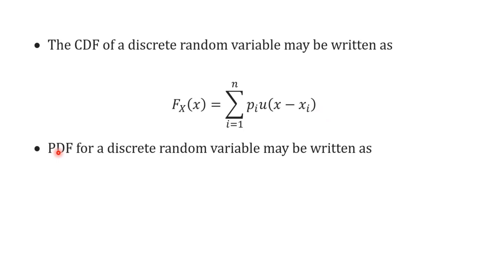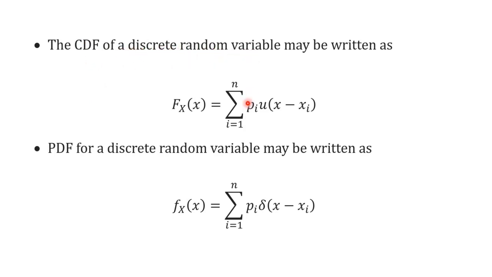Then a probability density function for a discrete random variable may be written with the same definition. Instead of a unit step function, a delta function is used. Instead of uppercase F, lowercase f is used. These two formulas are very important from the problem's point of view. Keep this point in your mind. So these two formulae are regarding discrete random variables.